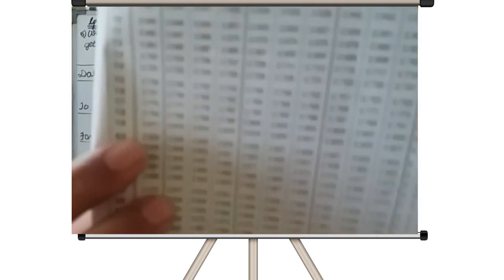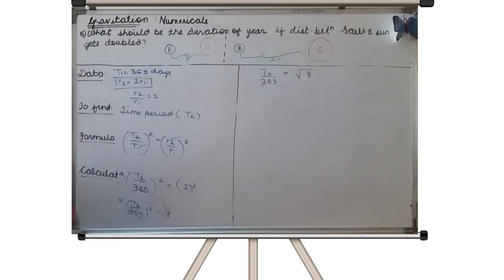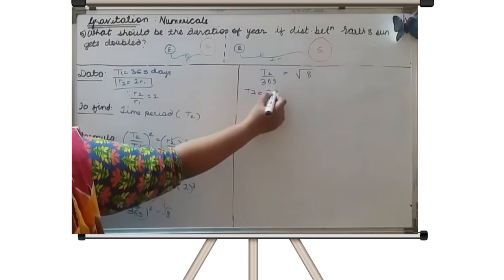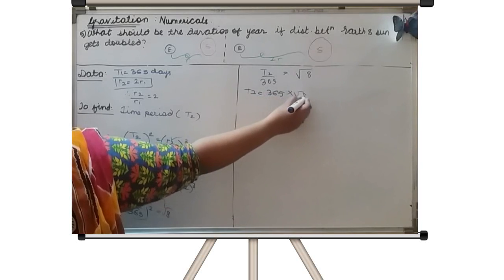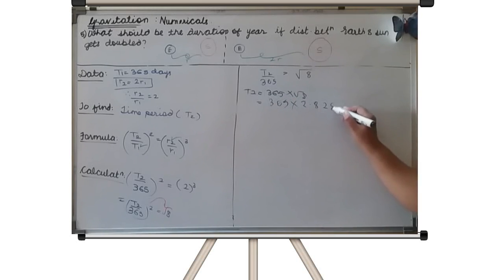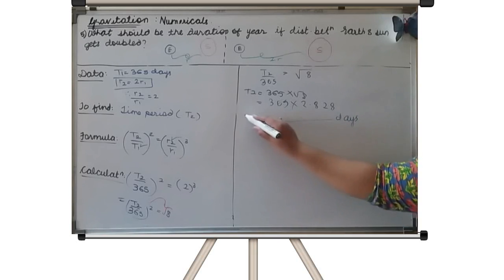If you see in this table, in the square root table, you will get under root of 8 as 2.828. Simply, T2 is equal to 365 into under root of 8. That will be 365 into 2.828. Simply after multiplication you will get T2.